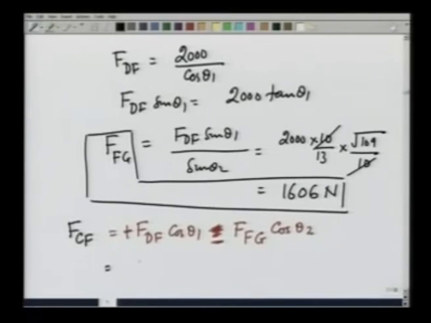If you plug in the numbers, this comes out to be 2000 minus F_FG, 1606, times cosine of theta 2, which is 3 over root 109, and if you calculate this, it comes out to be 1538 newtons. So, let us see what all forces we have found in the truss.